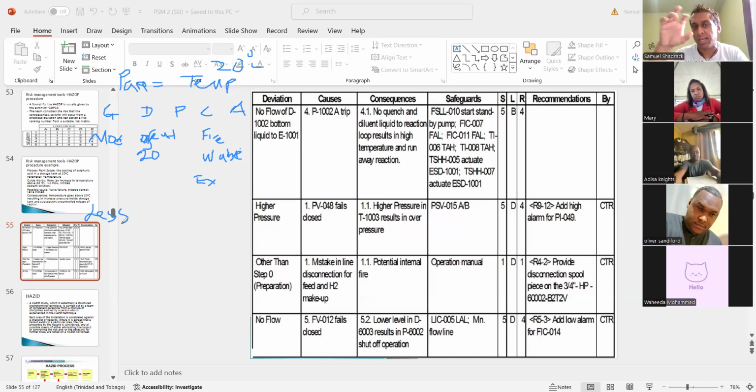They consider if it's less, what's the deviation? The deviation is the temperature is not going to be 20. What's the possible cause? The cause could be the same: valve failure, human error, loss of power, right? Those sort of things could be the cause.